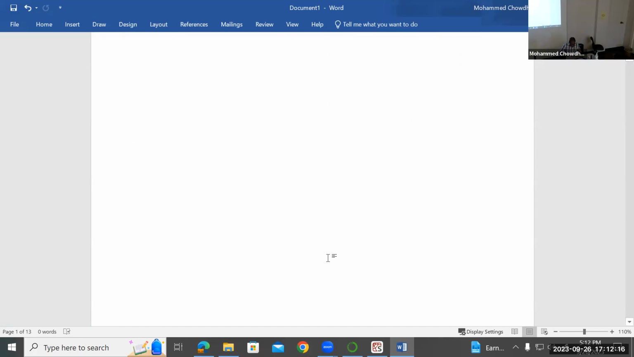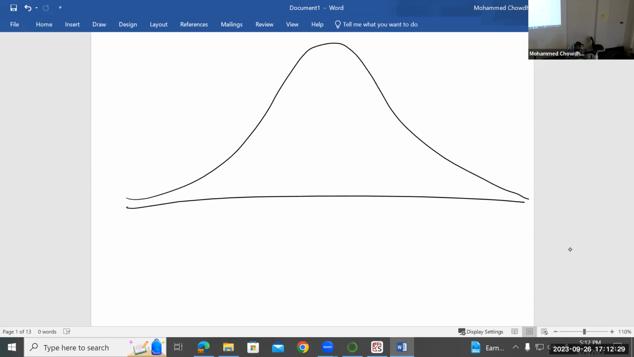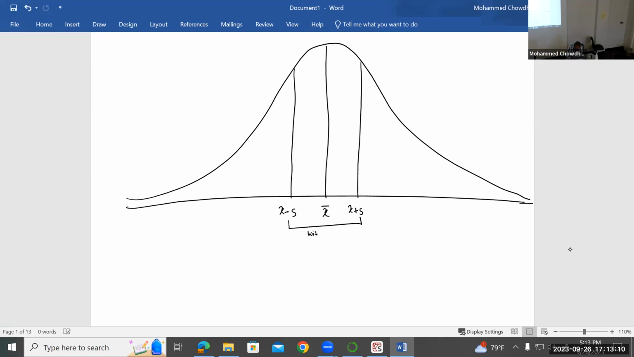Okay, so now I'm going to write the formula. Very big one. I have drawn a symmetric curve, bell-shaped curve, mound-shaped curve. So 50% is in here. Suppose this is my mean, which is known as X bar. Within one standard deviation of the mean: X bar minus S and X bar plus S. Are you saying within one standard deviation of the mean? This is known as within one standard deviation of the mean.